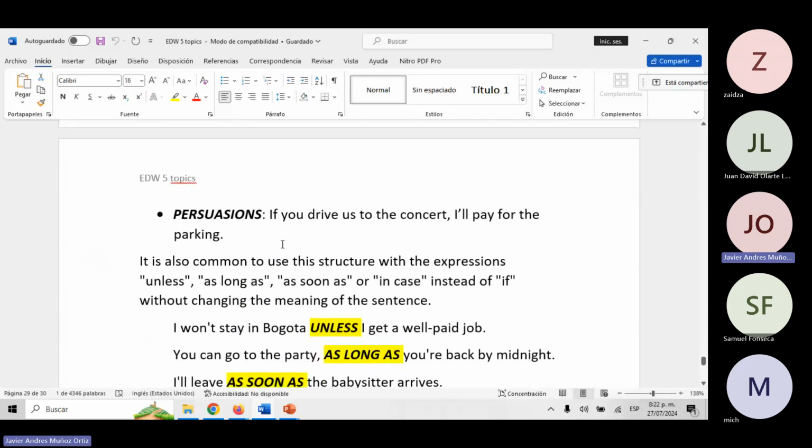Last example, a persuasion. If you drive us to the concert, I pay for the parking. So do me this favor, please. If you do this for me, I'll do something else for you, right? This is a persuasion.